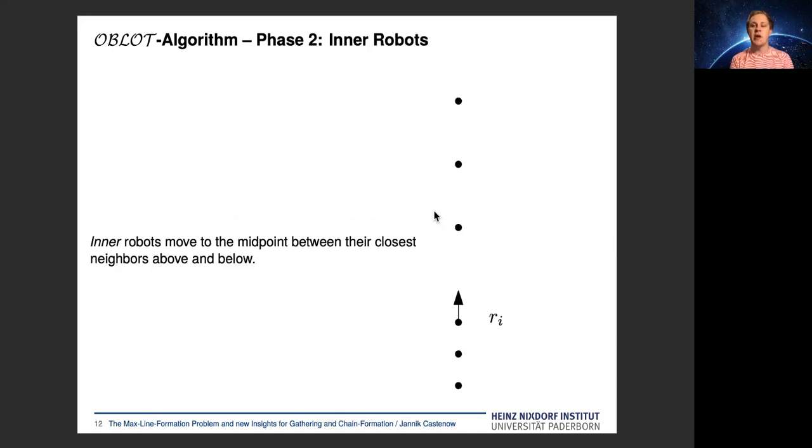In the second phase, we make use of the Max Go-To-The-Middle algorithm, which has been designed for max chain formation. Because the configuration here can be more or less interpreted as a chain, because robots have predefined neighborhoods, which are their closest neighbor above and the closest neighbor below. The algorithm works as follows. Inner robots, which are not at the end of the line, move to the midpoint between the closest neighbor above and the closest neighbor below. So, go to the middle.